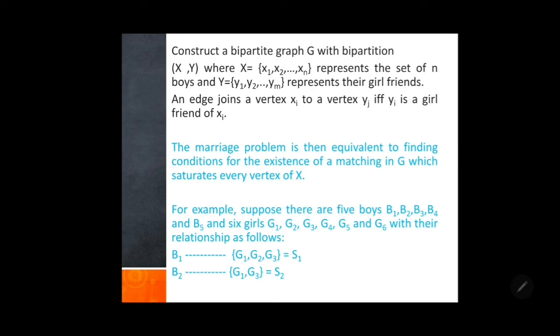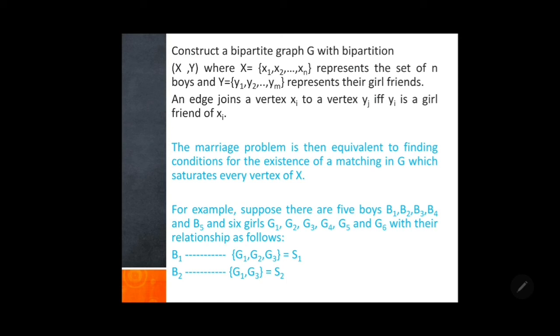Let us construct a bipartite graph G with bipartition X, Y, where X equal to x1, x2, etc., xn represents the set of n boys and Y equal to y1, y2, etc., ym represents their girlfriends. An edge joins a vertex xi to a vertex yj if and only if yj is a girlfriend of xi. The marriage problem is then equivalent to finding conditions for the existence of a matching in G which saturates every vertex of X.